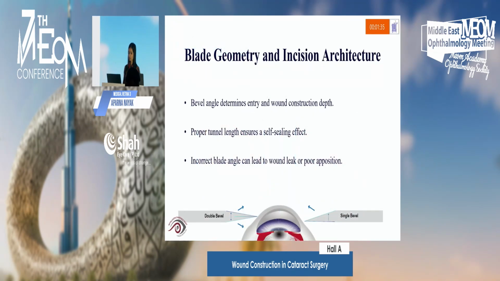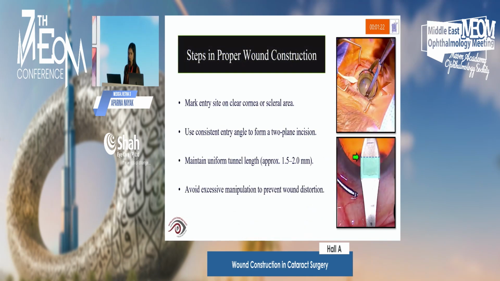Blade geometry is very important because the bevel angle determines the entry and the wound construction depth. Proper tunnel length ensures a self-sealing effect. So it's very important that you look for a good blade geometry and incision architecture. The steps in proper wound construction are: mark the entry site on the clear cornea and use a consistent entry angle to form a two-plane incision. Maintain a uniform tunnel length, that's very important to prevent any leakage, and avoid any excessive manipulation to prevent wound distortion.